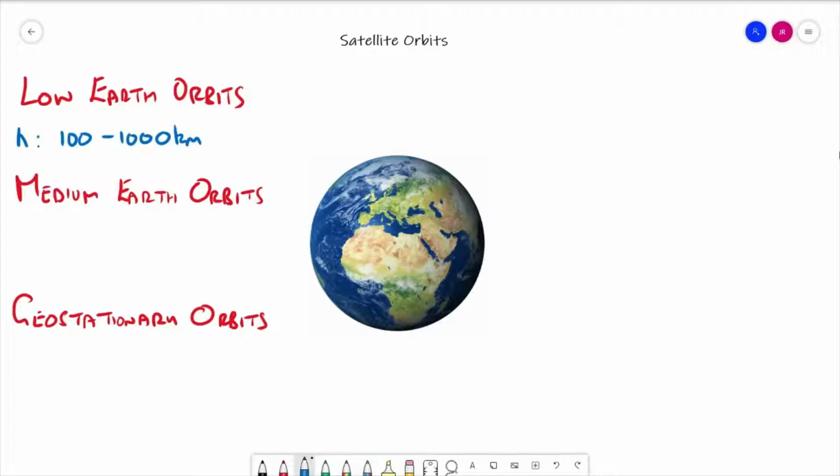Now, low Earth orbits can be at any angle compared to the Earth, so they can orbit above the equator, or they can orbit at any angle between the equator and the poles. There is a special type of low Earth orbit, which is known as a polar orbit. And the polar orbit, as the name suggests, orbits over the poles. So if the North Pole and South Pole are there, the way that we're going to draw it, it will orbit in that kind of direction above the surface of the Earth.